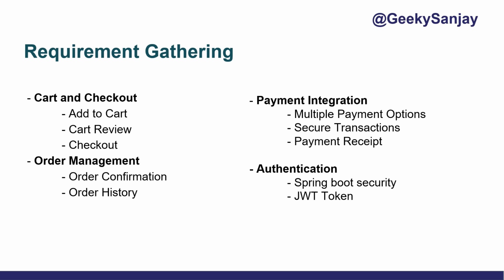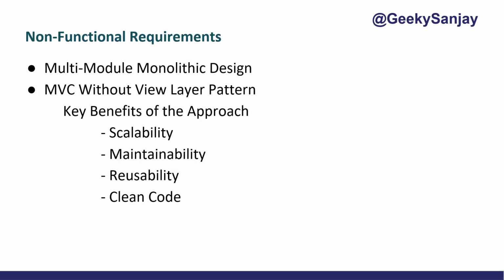Then the most important part is authentication. So we will use Spring Boot security and JWT token using Spring Boot security. As we know, whenever we are gathering requirements, first is the functional requirement and second is the non-functional requirement. Functional requirement means what you want to develop and non-functional requirement is what you are following. So here we will follow the multi-module monolith design.